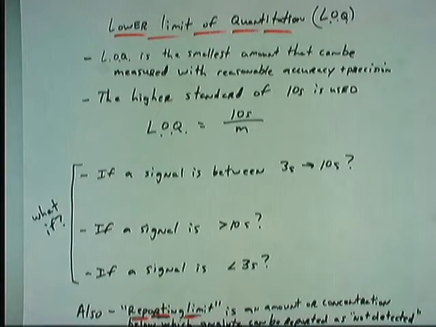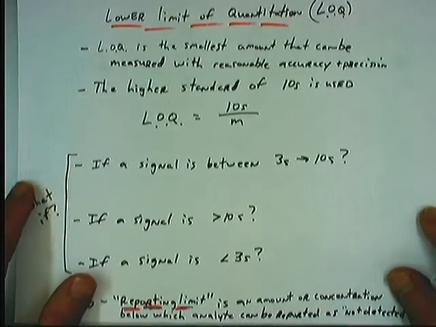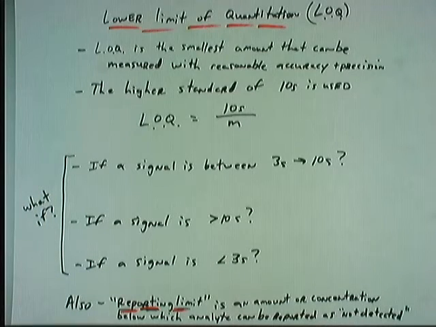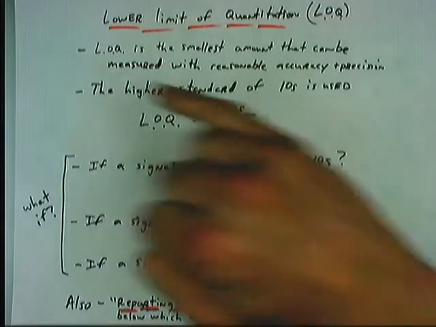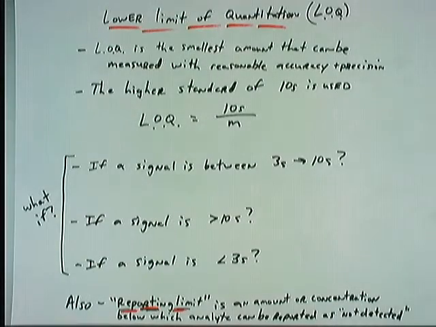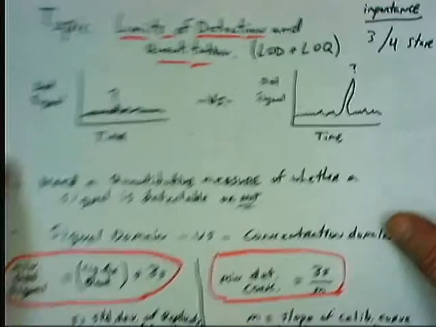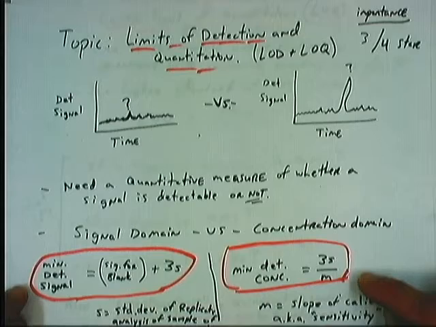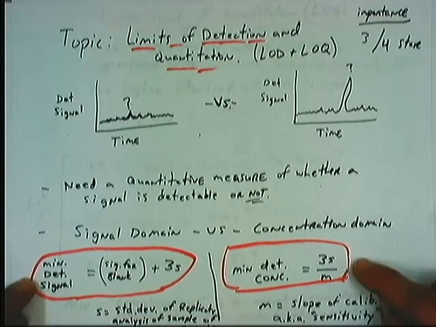I can also define lower limits of quantitation, which are often called L.O.Q. The lower limit of quantitation is the smallest amount of analyte that can be measured with reasonable accuracy and precision. Now, when we say measured, we're not talking about the same thing as L.O.D. These equations were for detecting the signal or detecting the analyte.